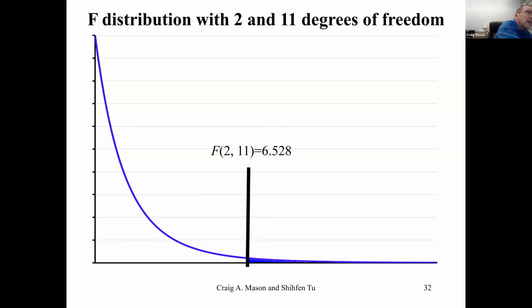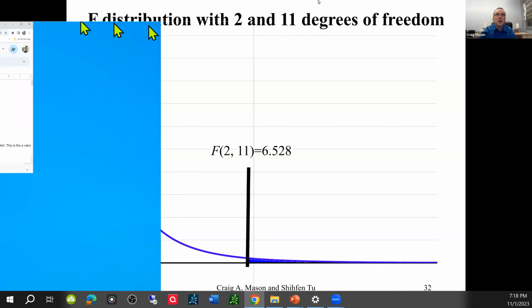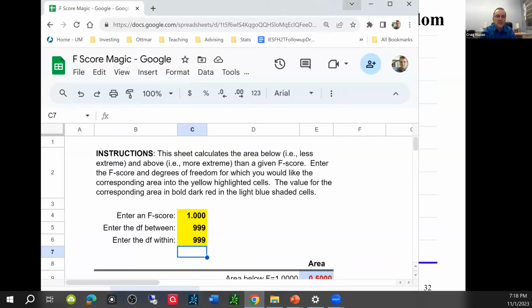6.528. And it's 2 and 11, because we'll do that using F-score magic. So we are going to go to the last of the magic calculators. Let me pull that over here. I hope I'm sharing the screen and not the window. Can you see that? Oh, good.